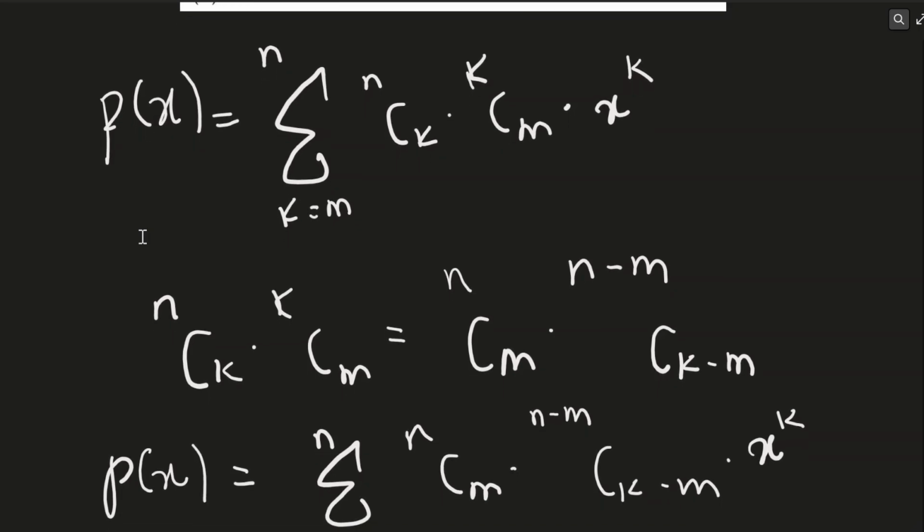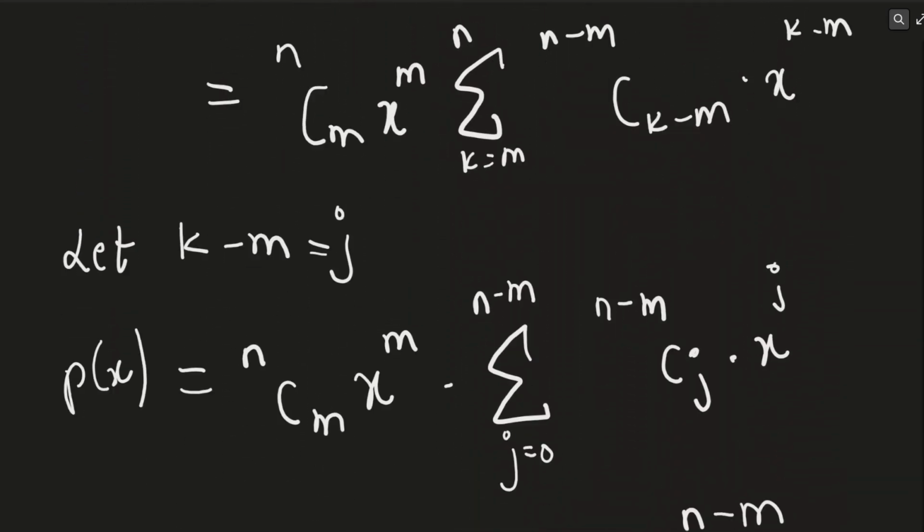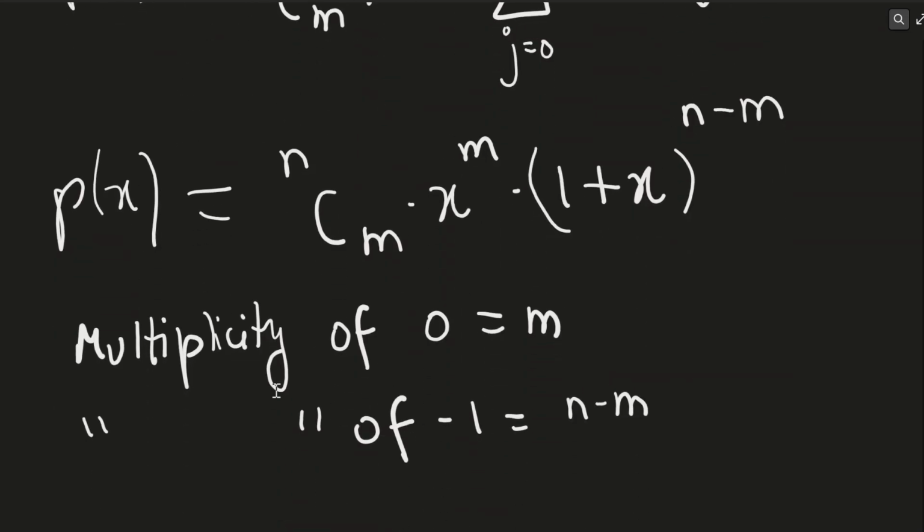The critical step was this step where we wrote n choose k into k choose m as n choose m into n minus m choose k minus m. And the rest was simple manipulations and converting it into a form that we know how to solve, which is the 1 plus x to the power n minus m form, and finally getting the answer which was asked in the options.